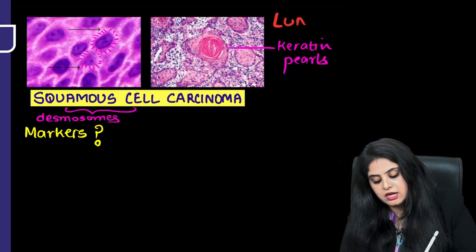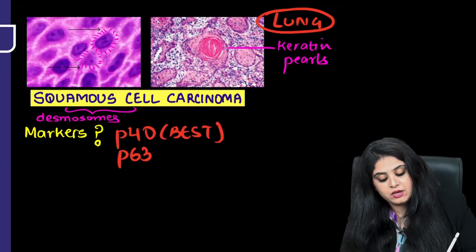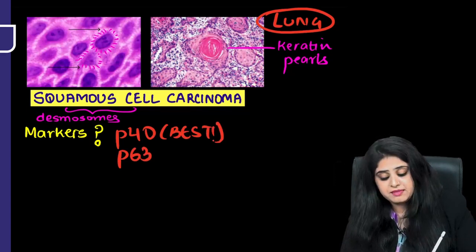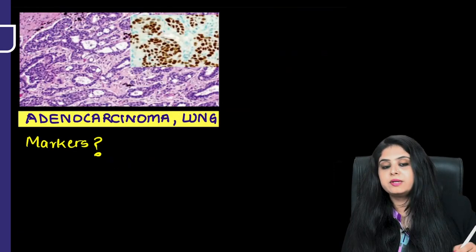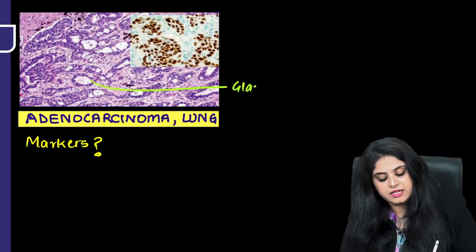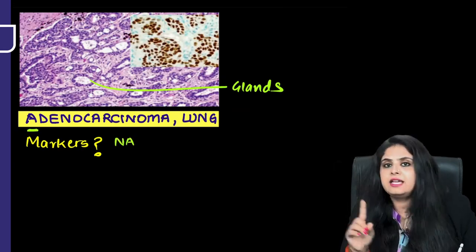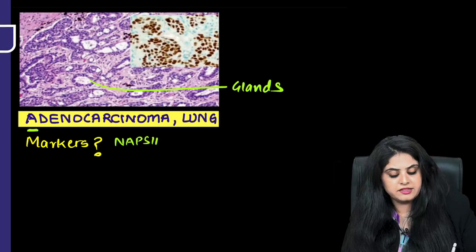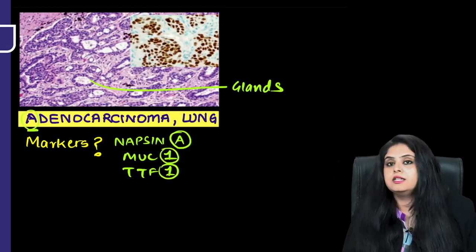But when we are talking about lung tumors, they ask you the markers, and the markers are P40 and P63, out of which P40 is the best marker. And I hope you all remember the mnemonic, that is P for pearls and P for the P markers. Now the next one that I show you, whenever you see the presence of glands, you know for a fact that you're dealing with adenocarcinoma. So A for adenocarcinoma, A for all the A's, A's first alphabet, so the 1 things. There is napsin A, there is MUC1, there is TTF1. So all these 1 and A stuff is going to come up in adenocarcinoma.